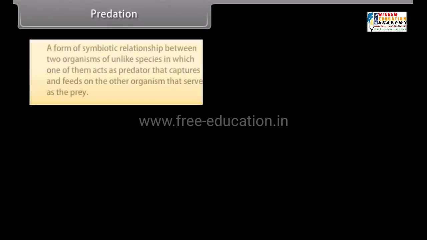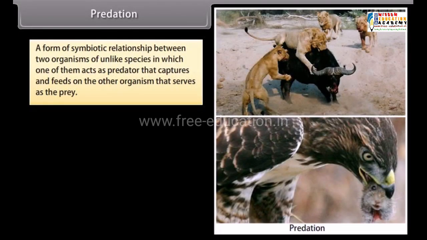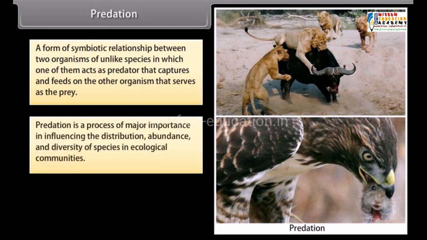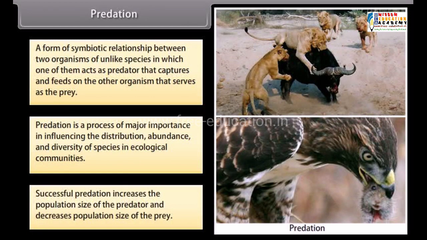Predation. A form of symbiotic relationship between two organisms of unlike species in which one of them acts as the predator that captures and feeds on the other organism that serves as the prey. Predation is a process of major importance in influencing the distribution, abundance, and diversity of species in ecological communities. Successful predation increases the population size of the predator and decreases the population size of the prey.